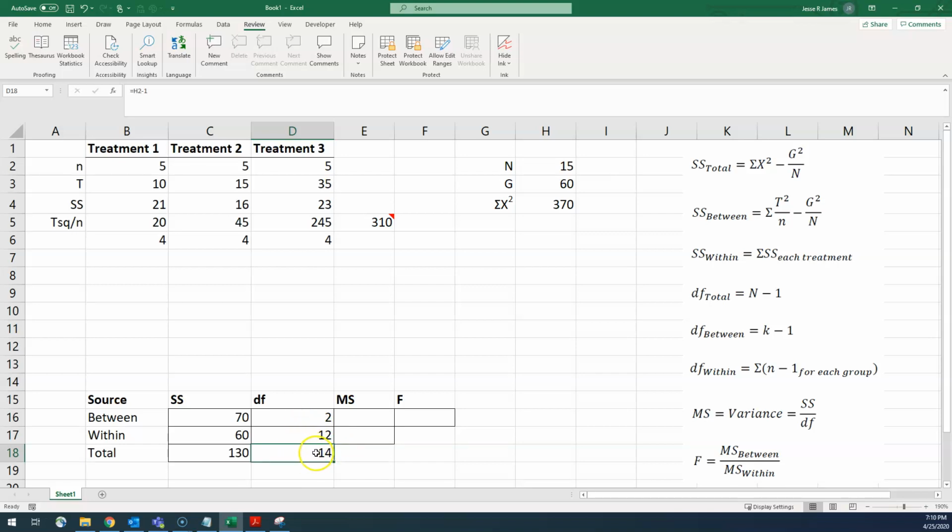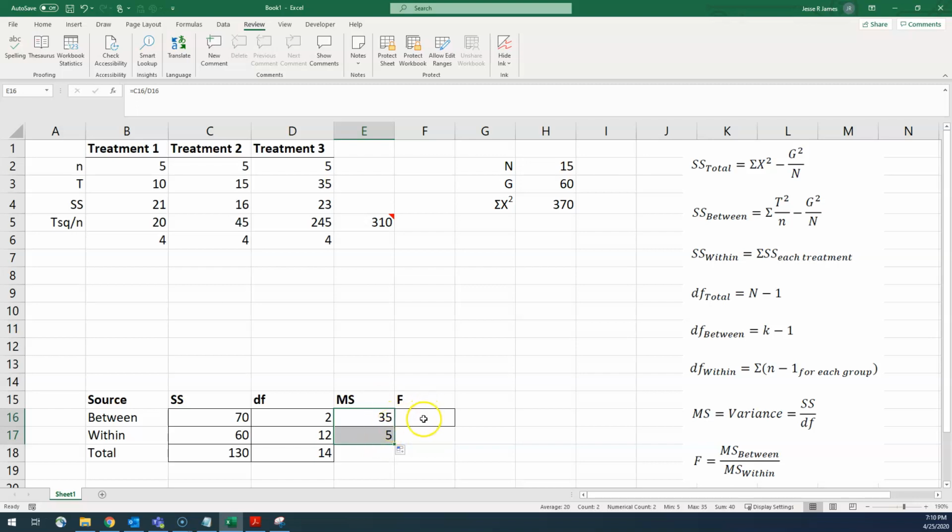The next thing we need to do is compute our mean squares, which is the same as variance, SS over DF. So for this cell right here, we just take the sum of squares in this row divided by the degrees of freedom in this row, equals SS over DF. And then we do the same thing in the next row. I can actually just carry this right down. I don't even have to retype the formula.